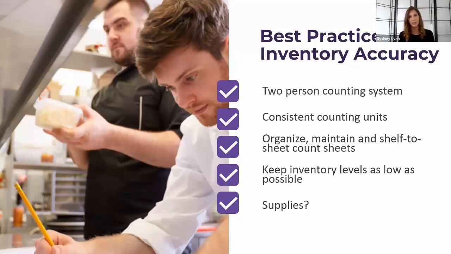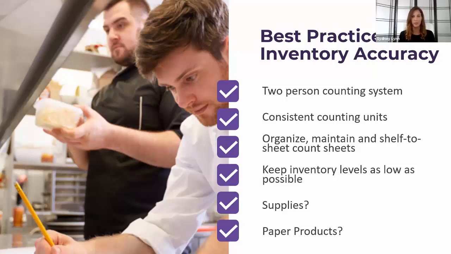For QSR, obviously that's a different beast in itself, and to-go packaging and paper products would definitely be something that I would recommend counting. But for normal brick and mortar full service restaurants, keep supplies and paper products out of the inventory process. This actually can save you time as well.